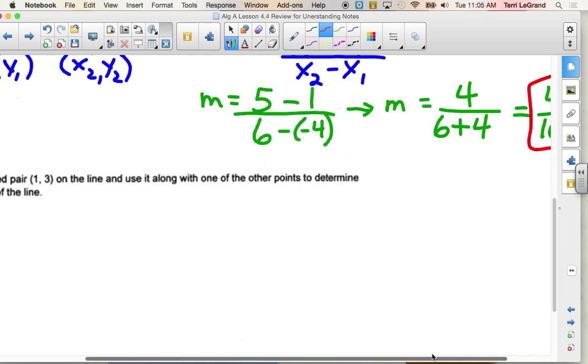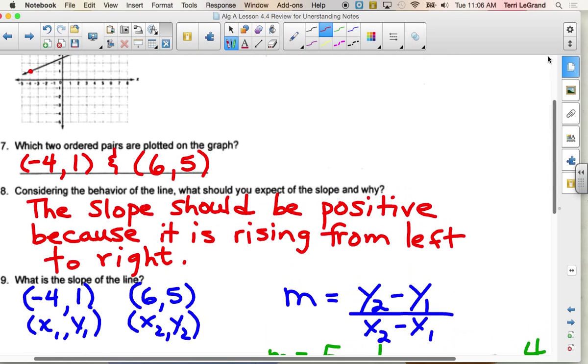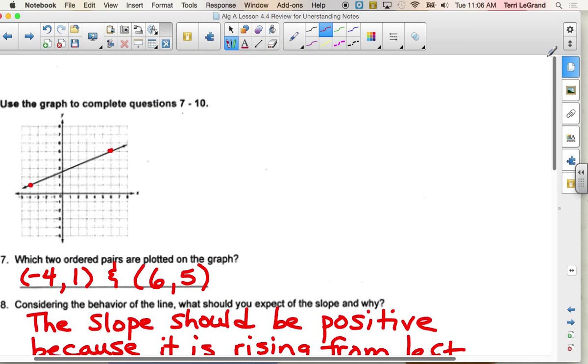Okay, and then it says, plot ordered pair 1, 3 on the line and use it along with one of the other points to determine the slope of the line. You get one more chance to show me you know how to do this right. When you can show me you can do this right, you're ready to start on your homework, okay? So plot ordered pair 1, 3, that would be this point right there.